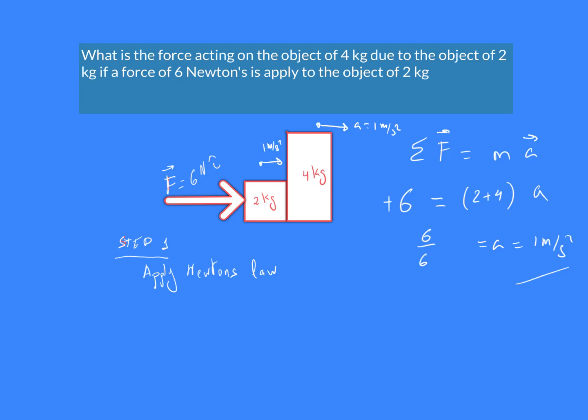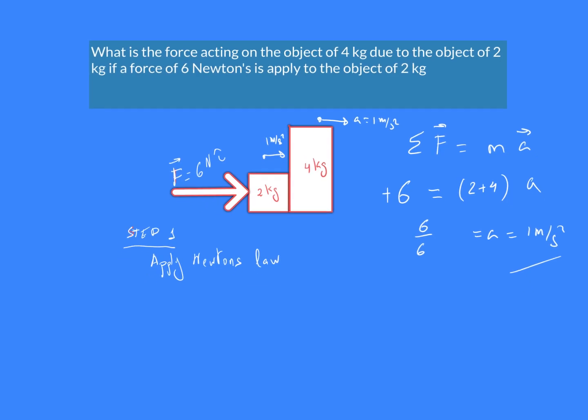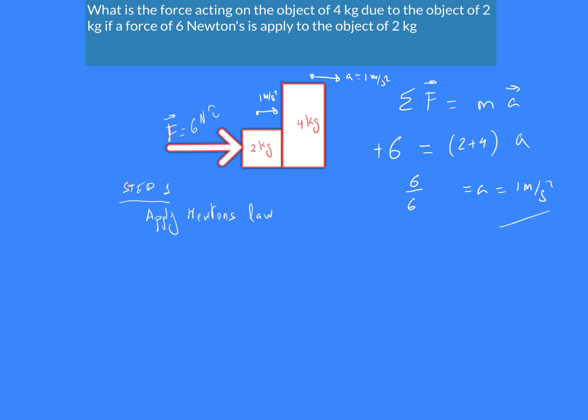Now the question is, what is the force that the object of 2 kilograms is doing on the object of 4 kilograms? So this is solved by using the principle of action and reaction. So we will solve it. Let's apply it. We first isolate the object. We have two objects to isolate. The first object is the 2 kilogram one.